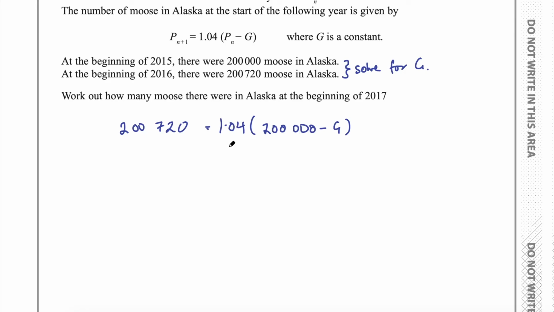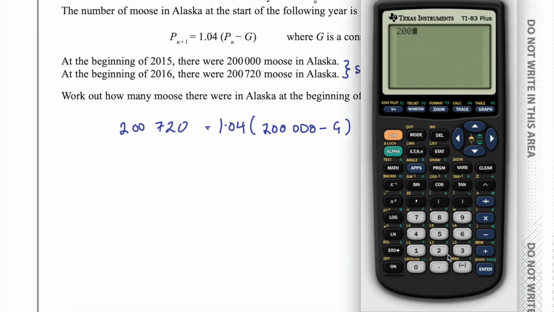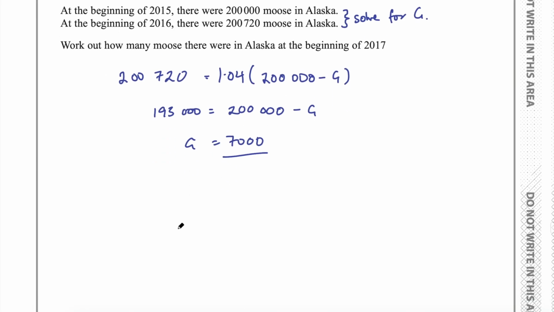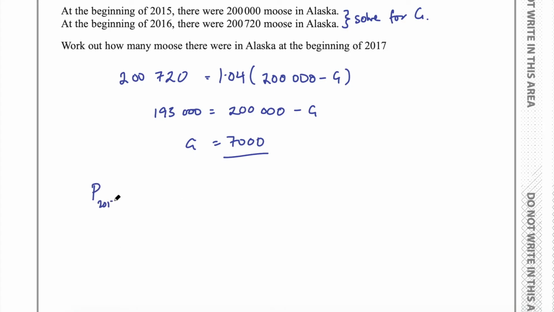So the first thing is we could divide by 1.04, 200,720 divided by 1.04. I get 193,000 equals 200,000 take G. And then therefore G must equal 7,000. 200,000 take 7,000 equals 193,000. So G equals 7,000. Now we have that constant, we can go ahead and find the number of moose in 2017. So P sub 2017 equals 1.04 multiplied by 200,720, the number of moose in 2016, the year before, take 7,000.